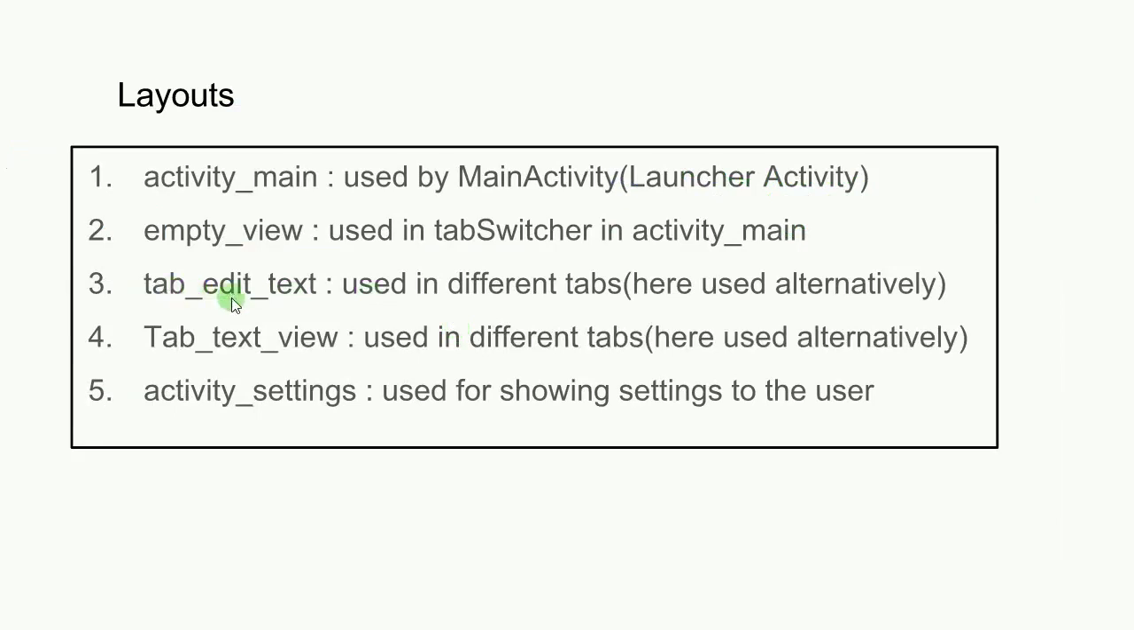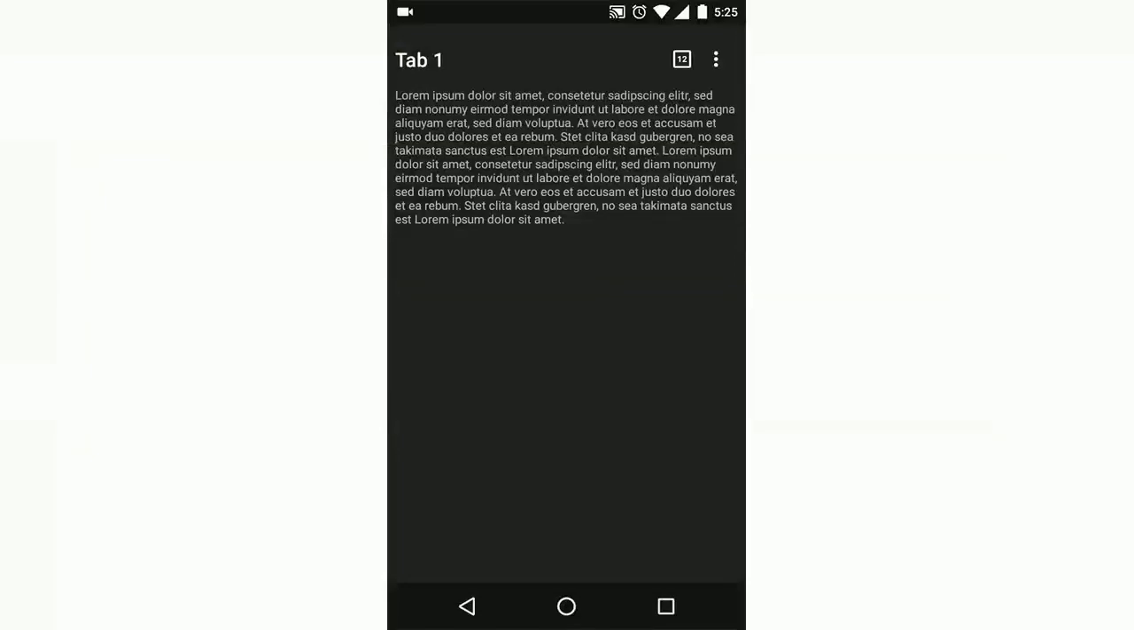We have tab_edit_text. So what these two layouts are doing here is that what we have done is in the implementation of this entire app. Let me take you to the working of the app to show you how these different layouts are getting used. So here's the working of the app. As you can see, whatever you can see is basically being hosted by main activity, the launcher activity, and the layout that is being used is activity_main.